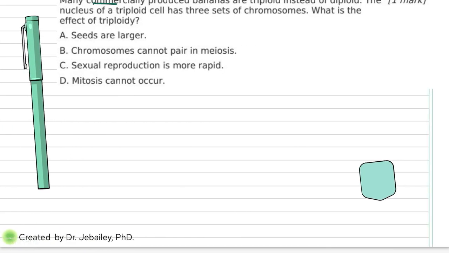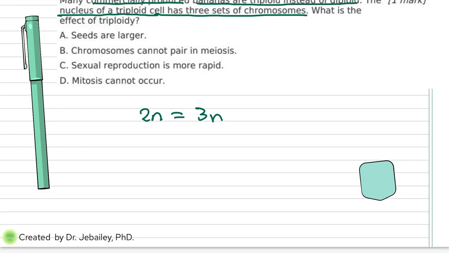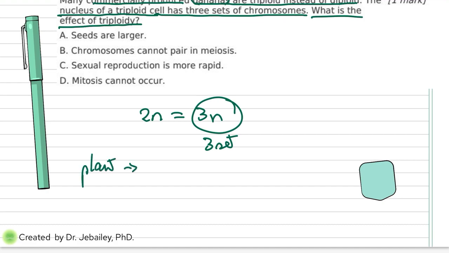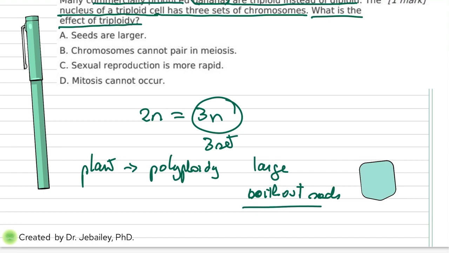Next, many commercially produced bananas are triploid instead of diploid. So that means instead of 2N, there are 3N. The nucleus of the triploid cells has 3 sets of chromosomes. So this right here, it has 3 sets. What is the effect of triploidy? Now, this is about polyploidy. We're talking about bananas, so we're talking about plants. And we need to remember what plants have to do with polyploidy. One of the things is they can be very large, and the other thing is they can live without seeds. So that's a good thing for commercial, is get rid of the seeds and make them large. So seeds are larger? Nope.